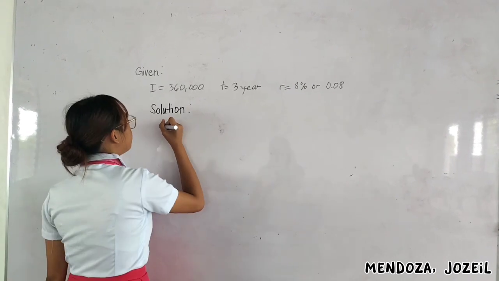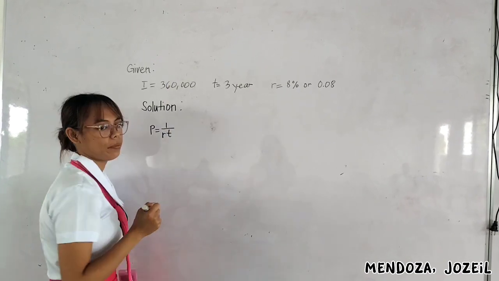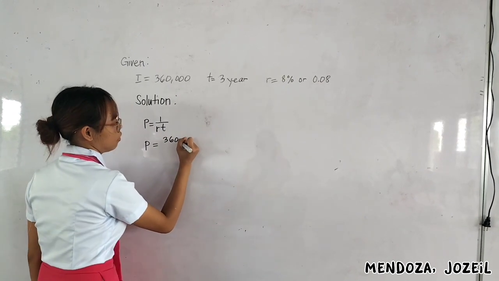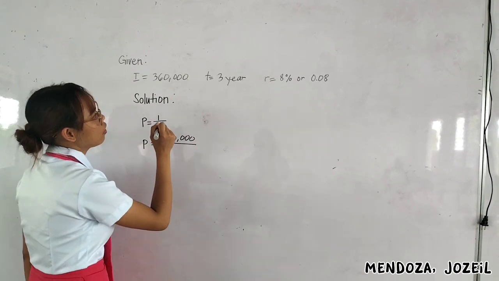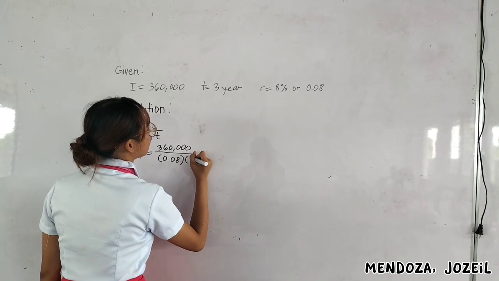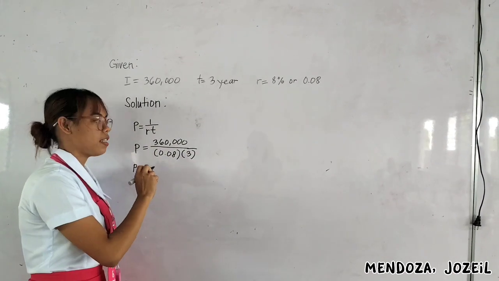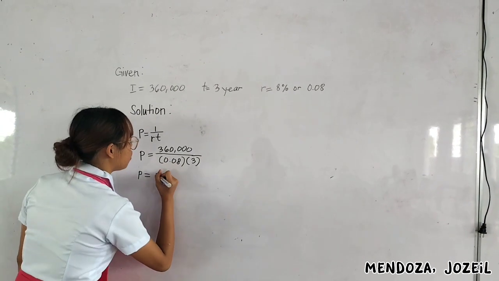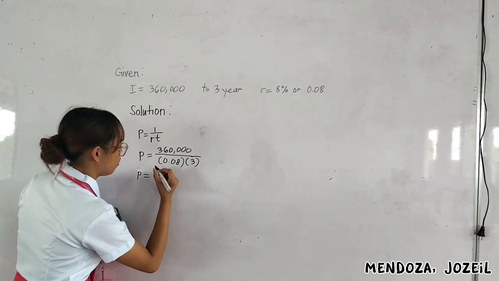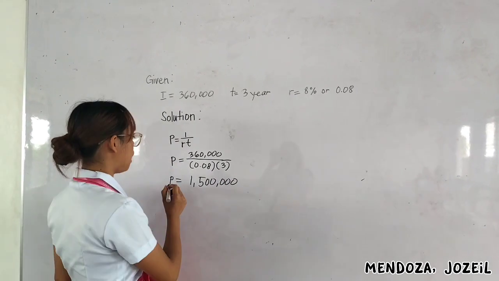The formula we use is principal is equals to I, interest, over rate times time. So P is equals to I is 360,000 divided by rate is 0.08, time is 3 years. So 360,000 divided by 0.08 times 3 years is equals to 1,500,000. So this is the principal amount.